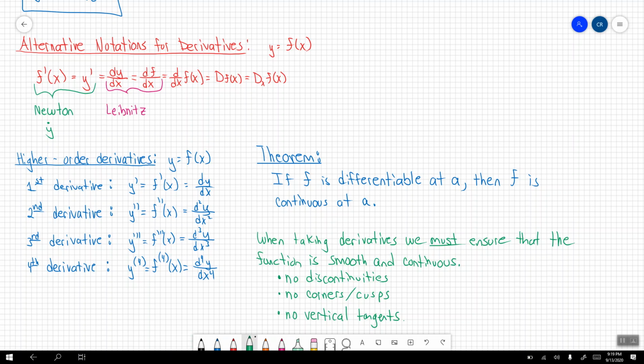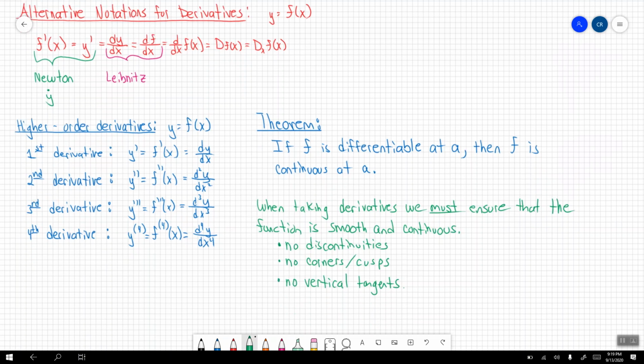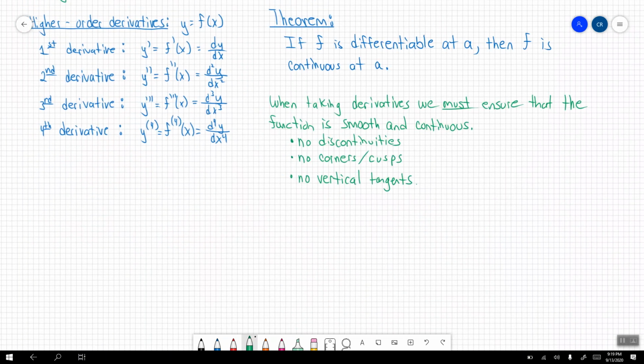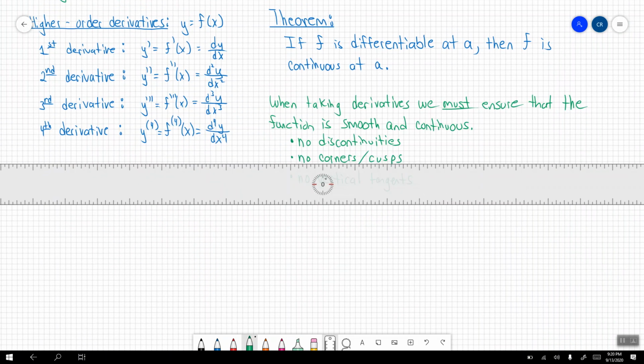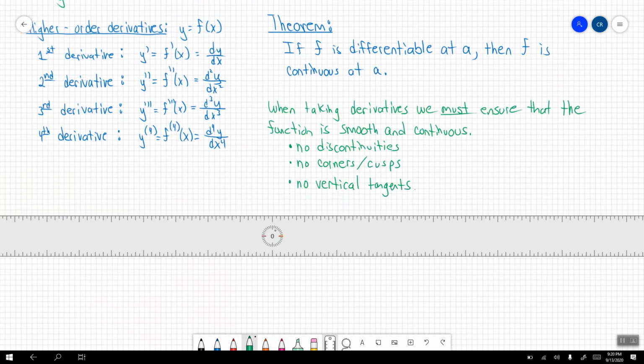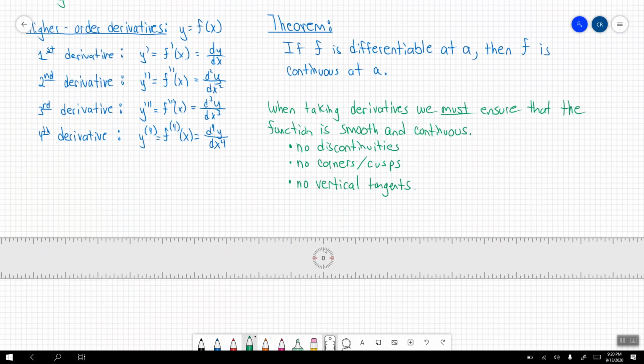So what does that mean for us? Well, let's check this out. I will give you a few examples as to what it is that we want to stay away from.